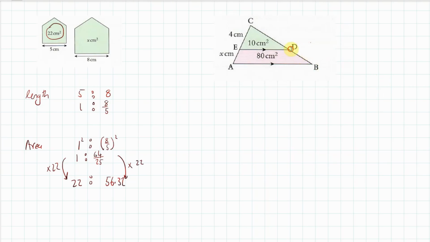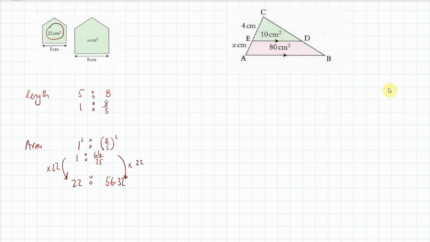Alright, now the last type, this is the next exercise that I wanted you to work from, is similar shapes. Again, just a bit more complicated. So you can see, I hope, that CED is actually similar to CAB. Now, that means that the ratio of CA, so we'll look at length, CA, that's this bit here, is 1, 2, now CE is 1, and then CA is 4 plus x. Now that ratio, so that the ratio is 1 to 4 plus x.